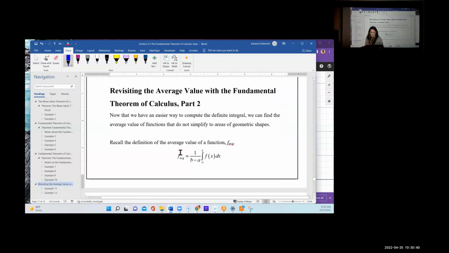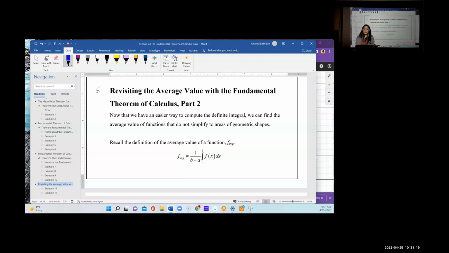One last part to the fundamental theorem of calculus is taking another look at the average value. When we looked at the average value in section 5.2, we said that the average value is equal to 1 divided by the width of the interval, b minus a, times the definite integral from a to b of f of x dx. In other words, 1 over b minus a is multiplied by the area. So area divided by the width gives you the height of the rectangle with the same area.